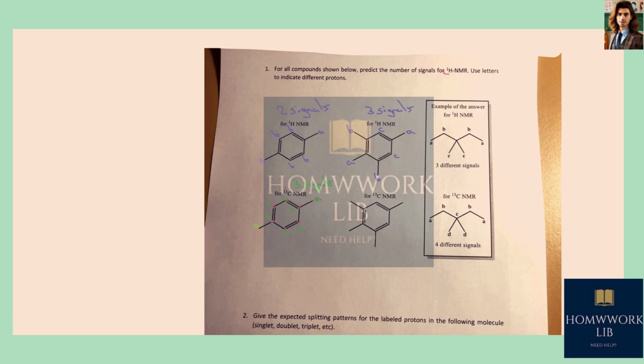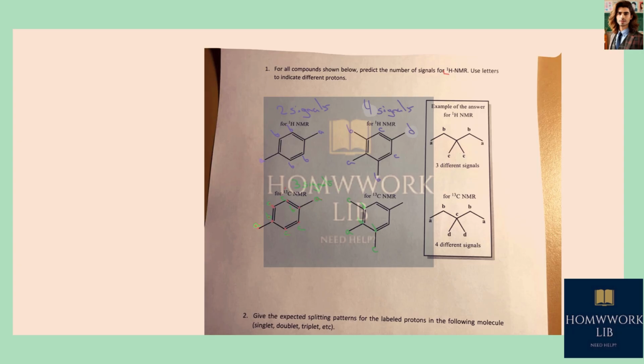Now for the next compound we're going to get... Oh, sorry, I just realized a mistake that I made on this compound. This one would appear at a different value since the environment is not going to be completely identical. This would be signal D, accounting for four signals. And now continuing with the carbon NMR spectrum, we're going to have signal A, signal B over here, signal C and C, signal D and D.